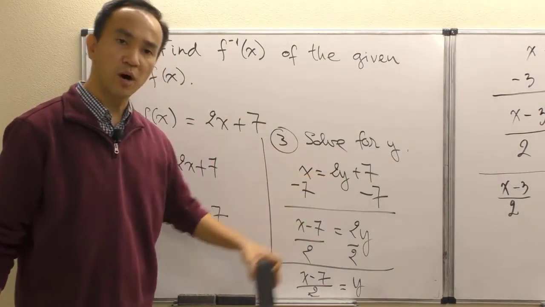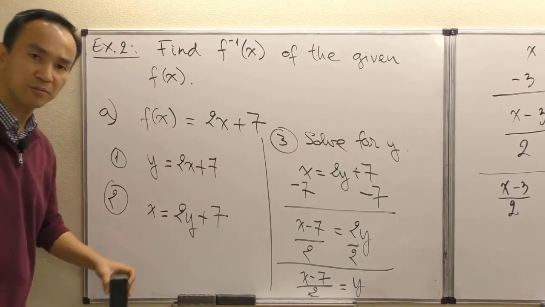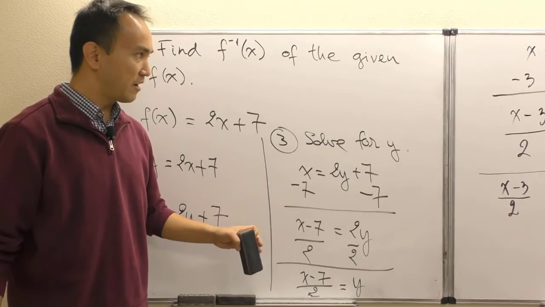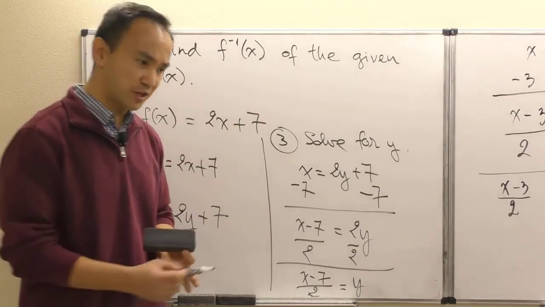That's how I solve for y from this equation, x equals 2y plus 7. Okay, so now allow me to switch over to the other board.